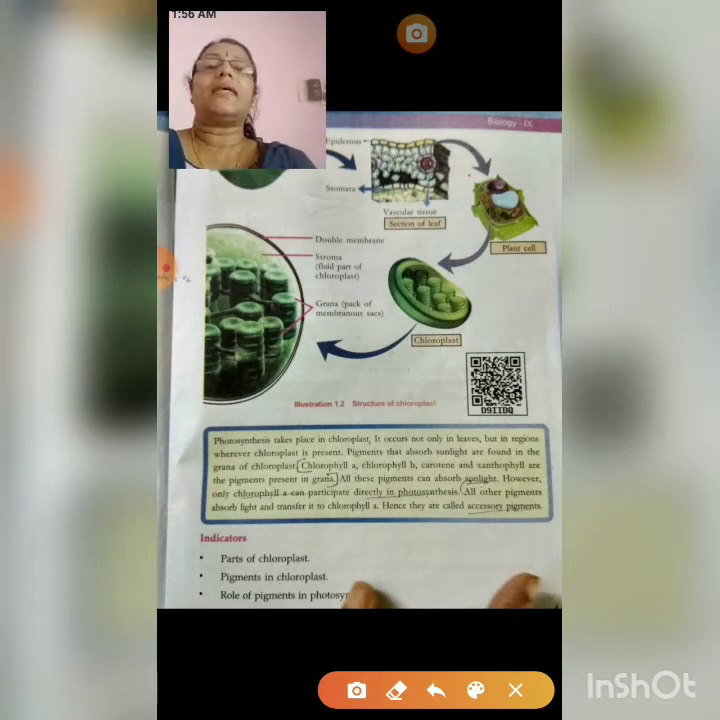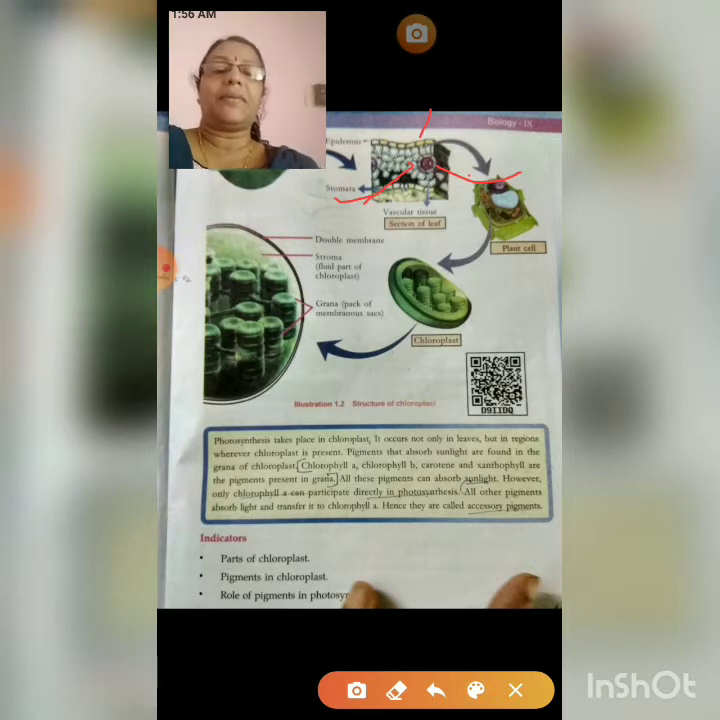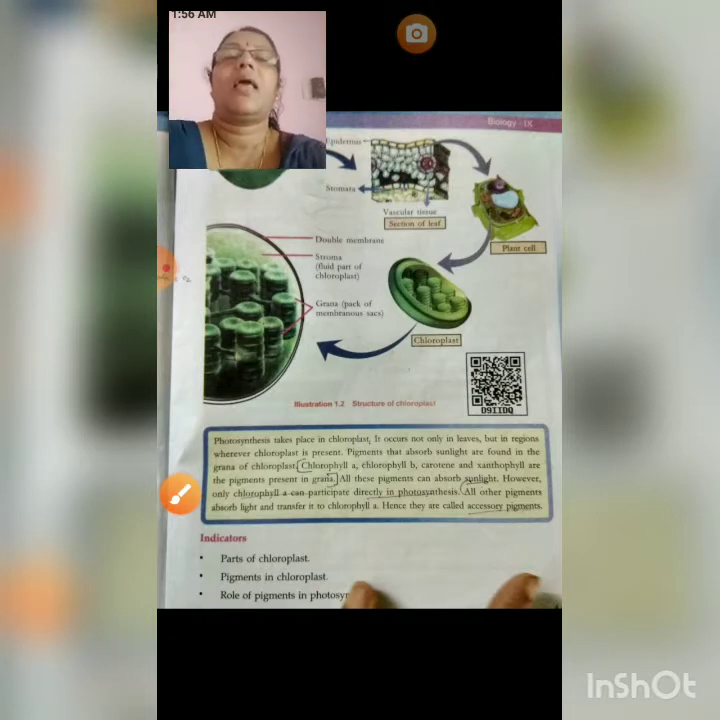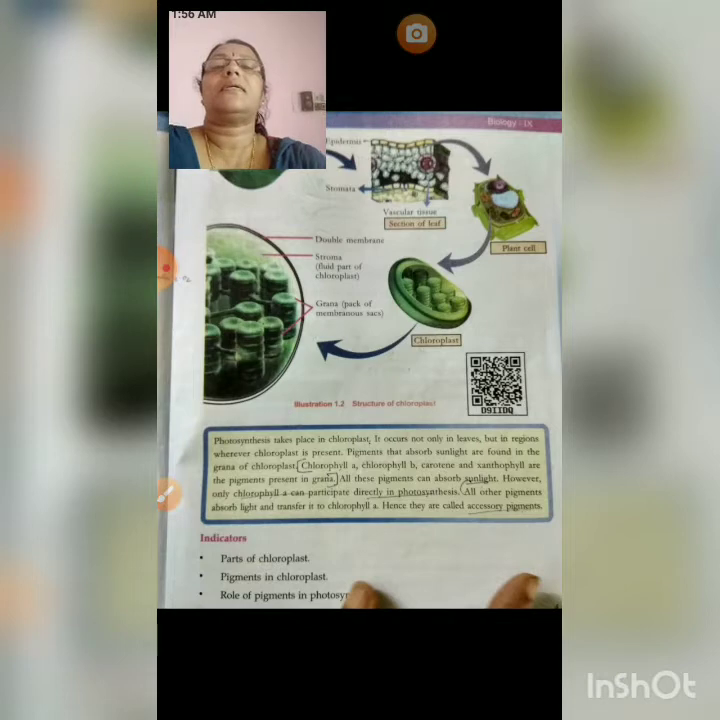So we can see vascular bundles, xylem and phloem, small pore-like structure stomata, then upper epidermis, lower epidermis, and palisade cells. And inside the cell we can see the chloroplast.